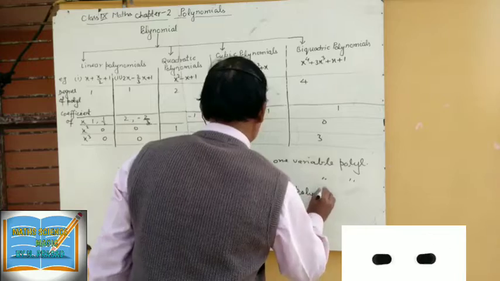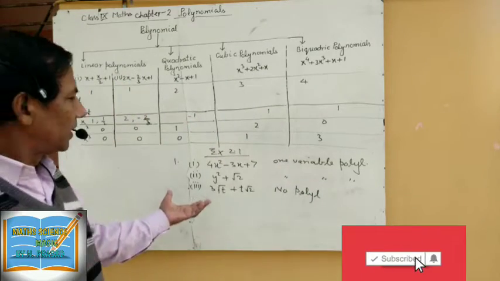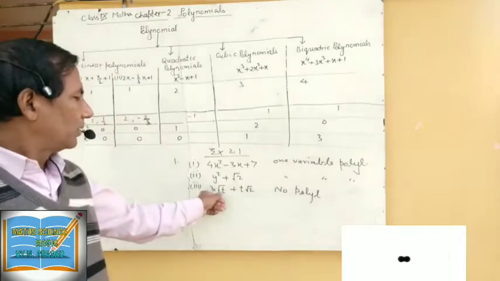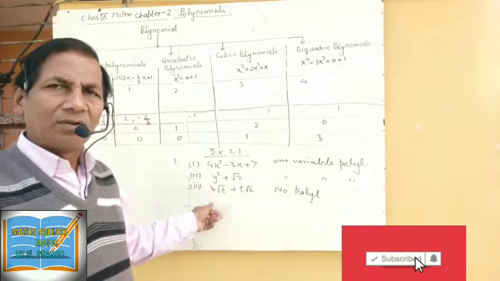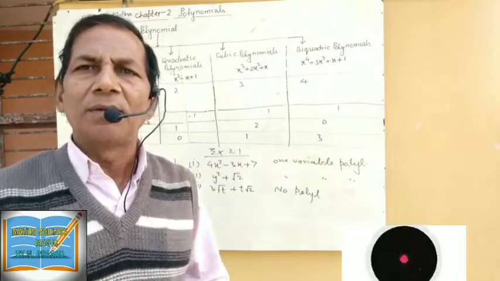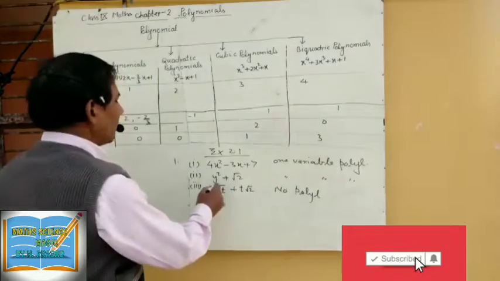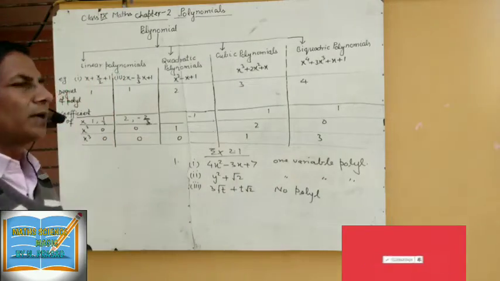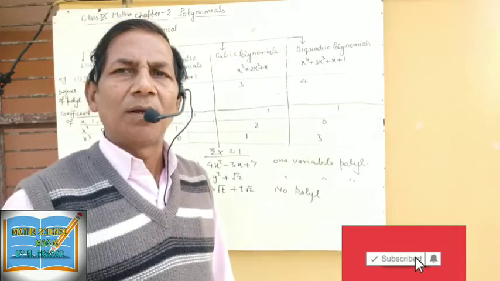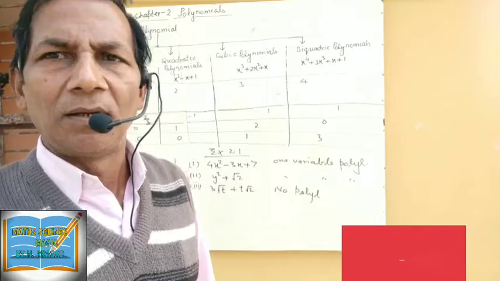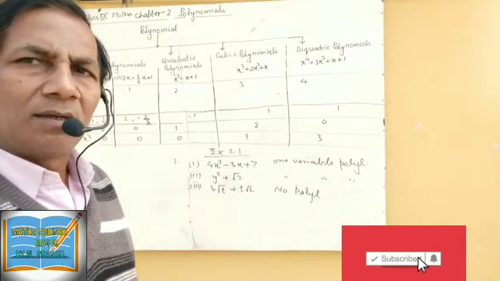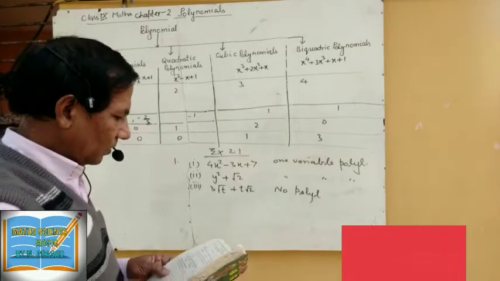When it is not a polynomial at all, there is no need to write about the variable. Since t is in a root, the value of root t is not a whole number. I mean this is not a polynomial. If the variable is in a root, or has a negative or fractional power, then it will not be a polynomial. Then no need to write one variable polynomial or two variable polynomial. Only write not a polynomial. Okay.